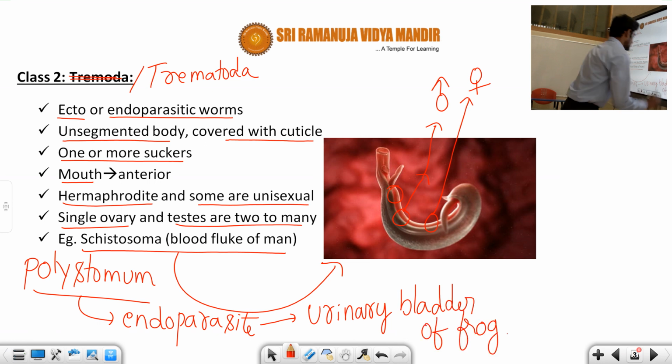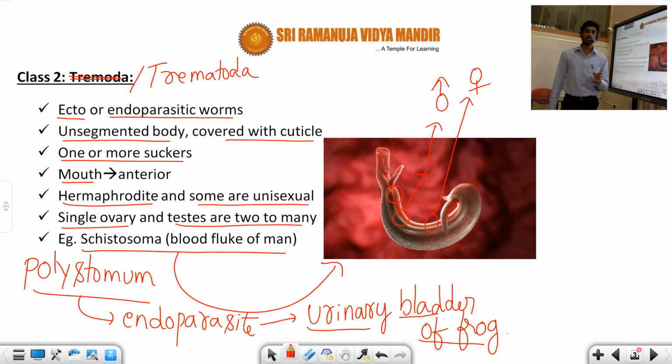So this is one more endoparasite that is a common example. It is a Polystomum and it is an endoparasite. It is generally found in the urinary bladder of the frog. And one more important thing about this class Trematoda: what is the meaning? It is that they show a typical life cycle, student.